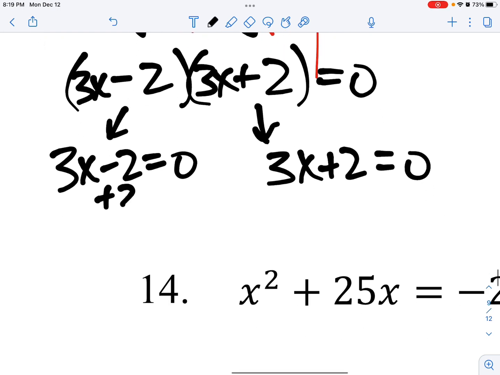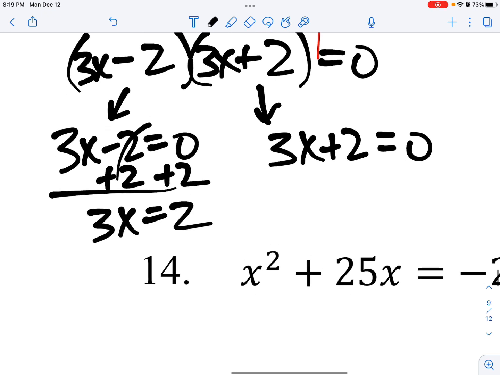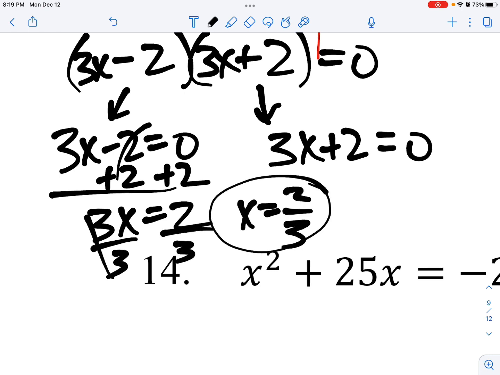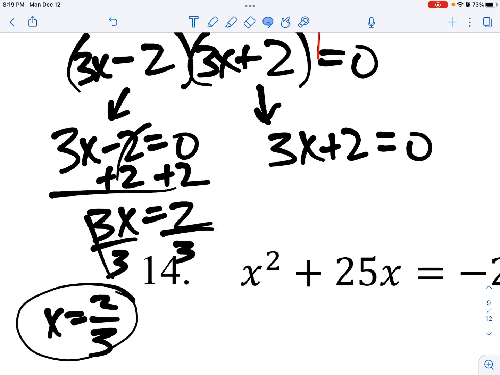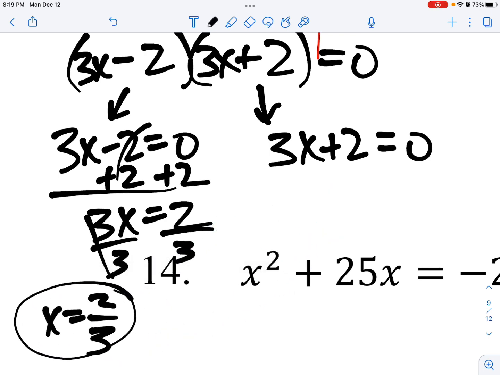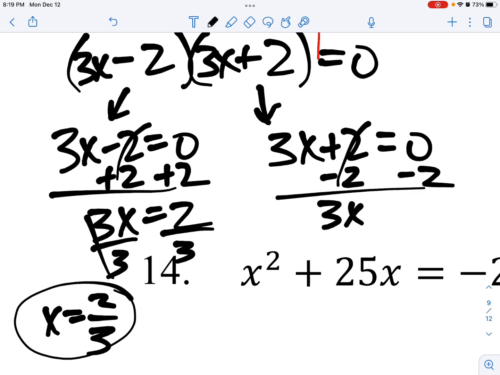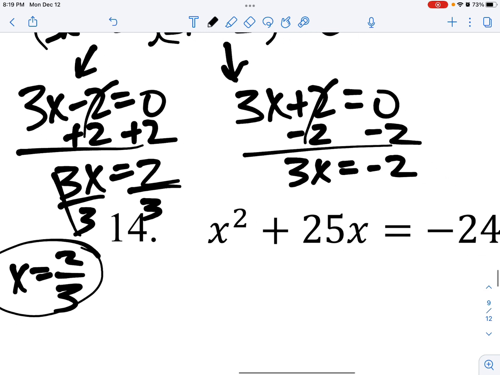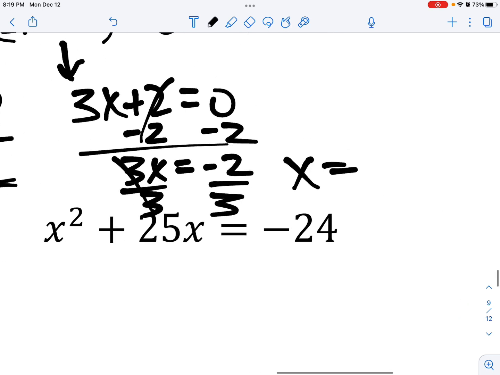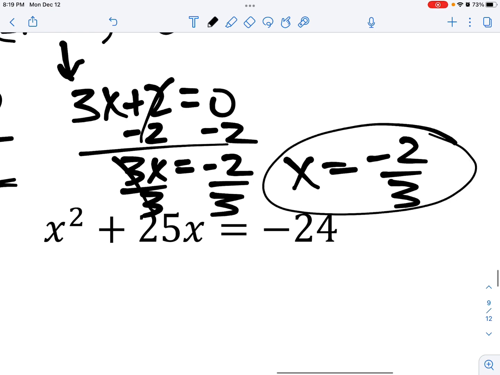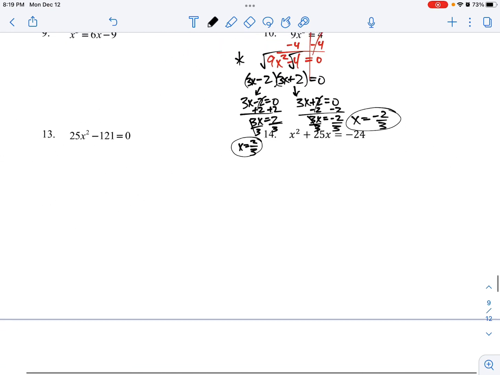So I'm going to add 2 to both sides. To get x by itself, divide 3, x equals 2/3. There's one answer. I'll move it down here because I'm going to run out of room. I'm going to do the same thing over here. Start by subtracting 2. I get 3x equals -2. And to get x by itself, I'll divide by 3 both sides. X equals -2/3. There's my other answer, and it's okay to be a fraction.